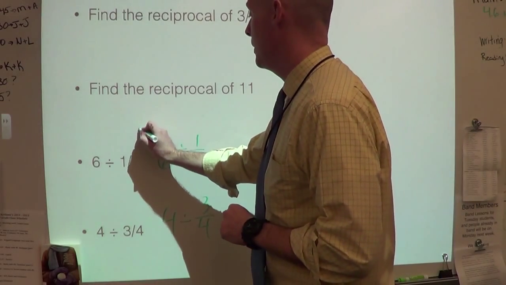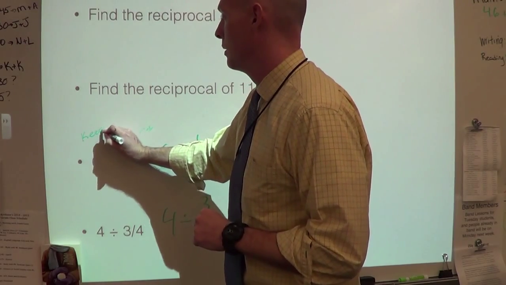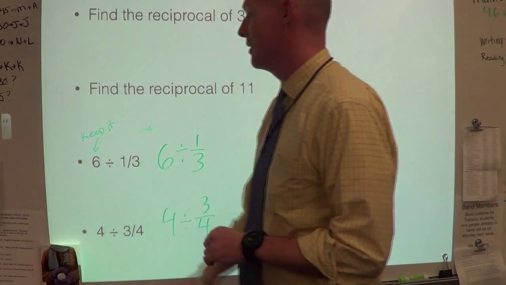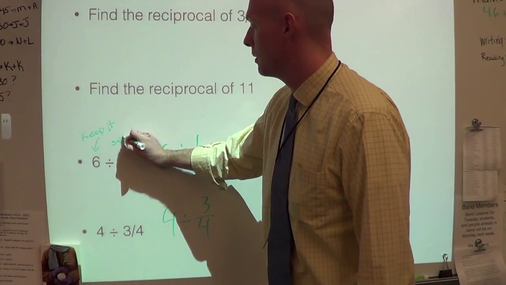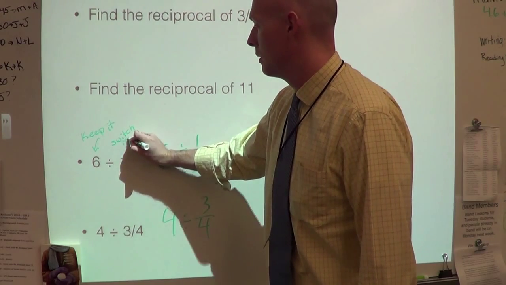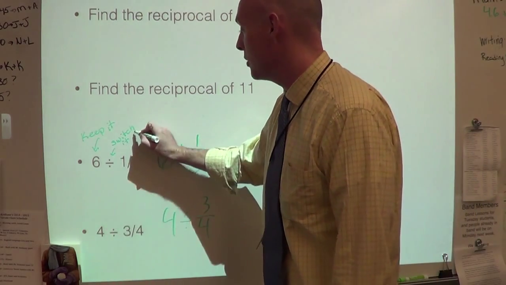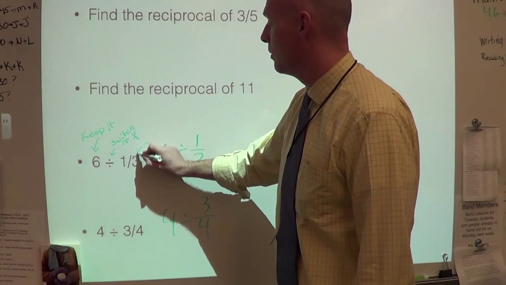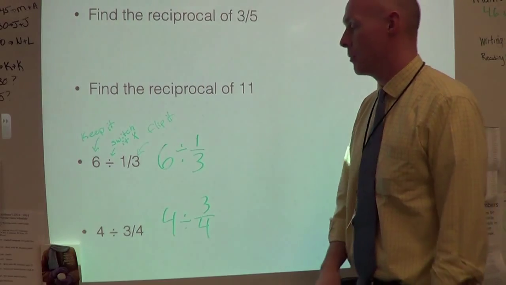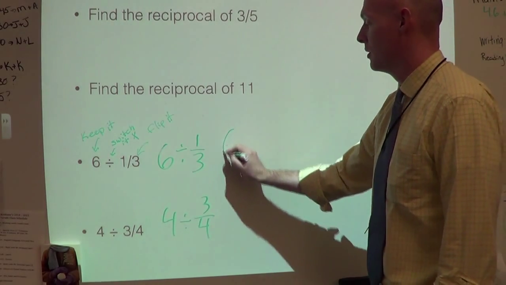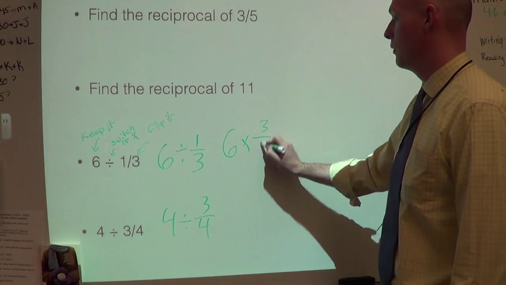First one, we're going to keep it. I'll write it over here actually. Keep that first number. It stays the same. We're going to switch this one. We're going to switch it from division to multiplication. And then that last one, we're going to flip it. So we're going to find the reciprocal. So keep it is going to be 6. Switch it to multiplication, and then flip it. 3/1.